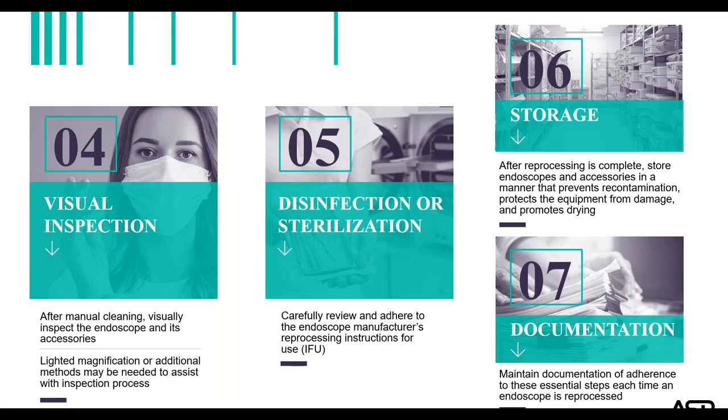Following high-level disinfection, you're going to want to use alcohol following the manufacturer's instructions for use. Typically, it's 70 to 90% isopropyl alcohol. The function of alcohol and using alcohol is that it facilitates drying. It doesn't dry the scope, but it facilitates it.